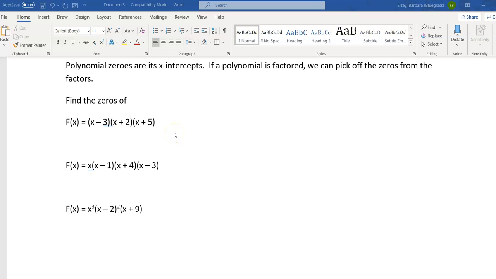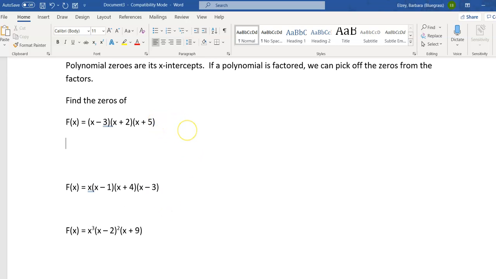Polynomial zeros are the x-intercepts for the graph, and we are going to graph polynomials a little bit later. But if a polynomial is factored, we can pick off these zeros or these x-intercepts directly from the factors, and it's really quite easy to do. So we're going to find the zeros for the three functions that are listed here, and they look rather ugly, but we're going to see this is really one of the easiest things to do.